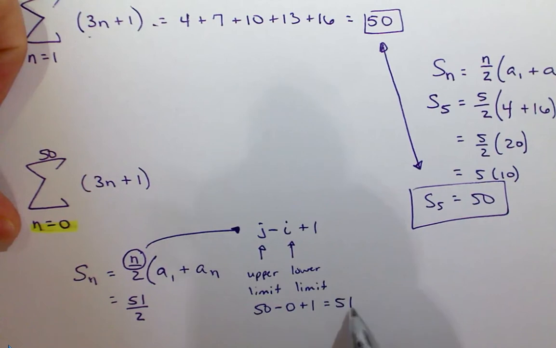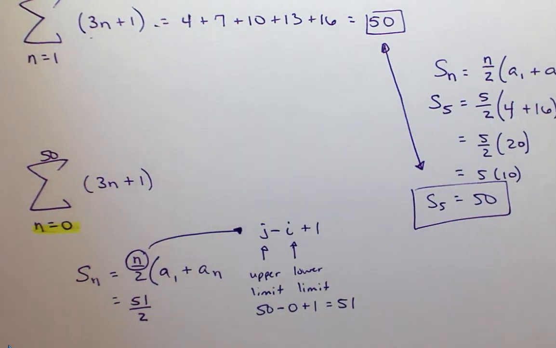So that's where I got that 51 algebraically, but you can also think about it with common sense. To go from 1 to 50 is 50, so if I'm going from 0 to 50, I have to add one more number, so 51, okay?